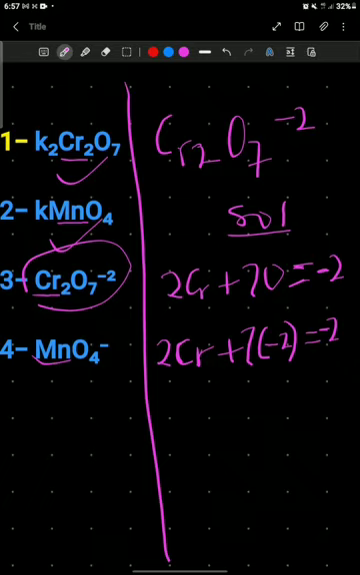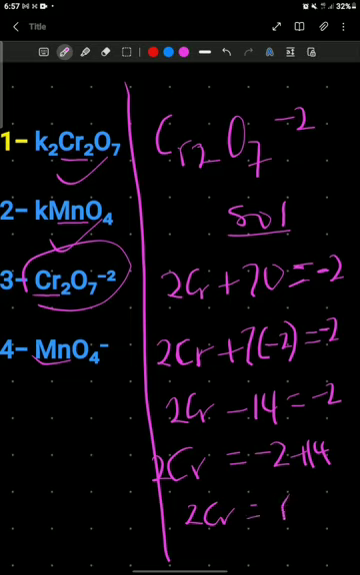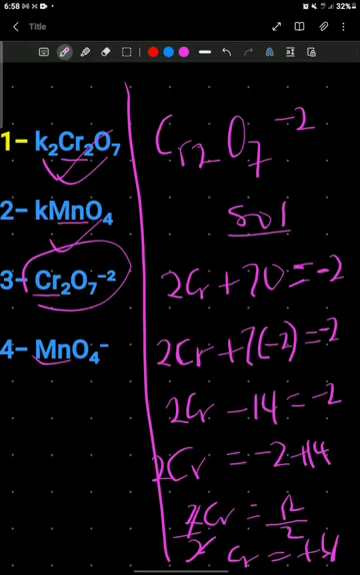It is those elements that are not mentioned in the oxidation rules that they will mostly ask you to find. So 2Cr plus 7 times minus 2, that's minus 14, is equal to minus 2. So 2Cr is equal to minus 2 plus 14. Then 2Cr is equal to 12. Divide both sides by 2. Chromium is equal to plus 6. The same answer as number 1.